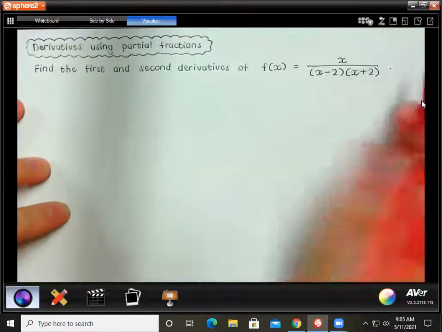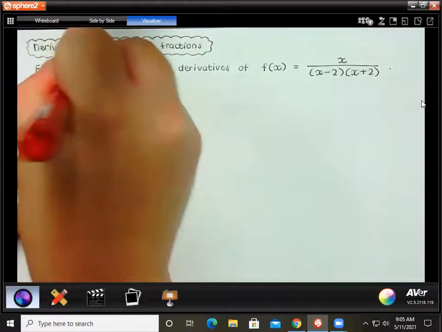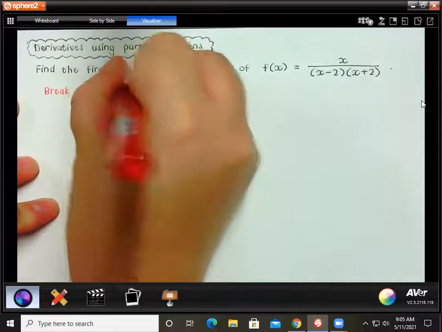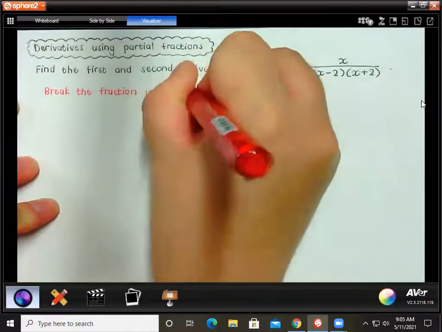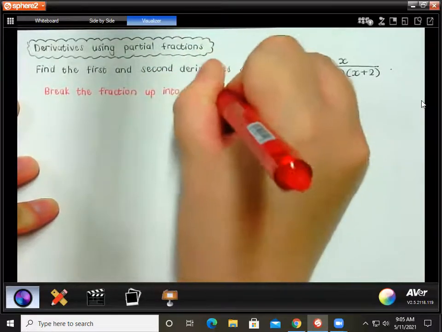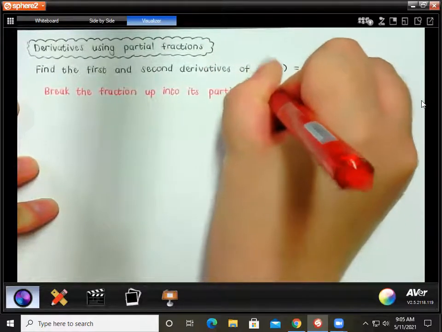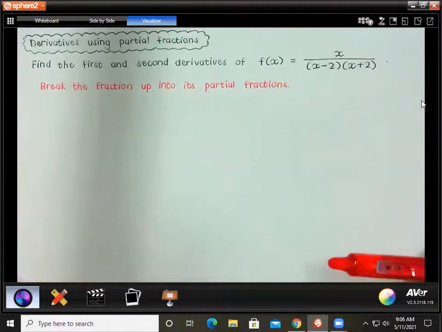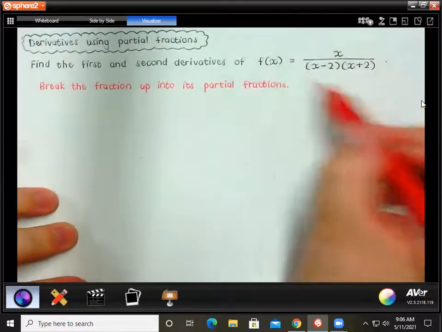Okay, so I'm just going to write here, break the fraction up into its partial fractions. Now, when did we do partial fractions? Like in which year? Can you remember? Grade 10. Okay. So it has been a while. All right. So just a reminder, this you would write.